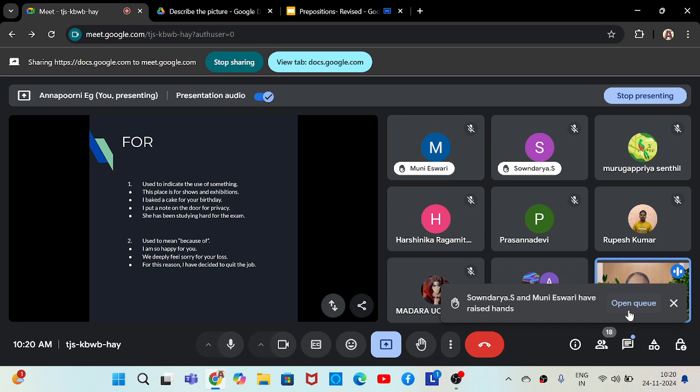So now let's check the uses of for. First use. For is used to indicate the purpose of something or the use of something. Okay. So let's see the examples now. Okay, let me call Soundarya. You can read the examples.